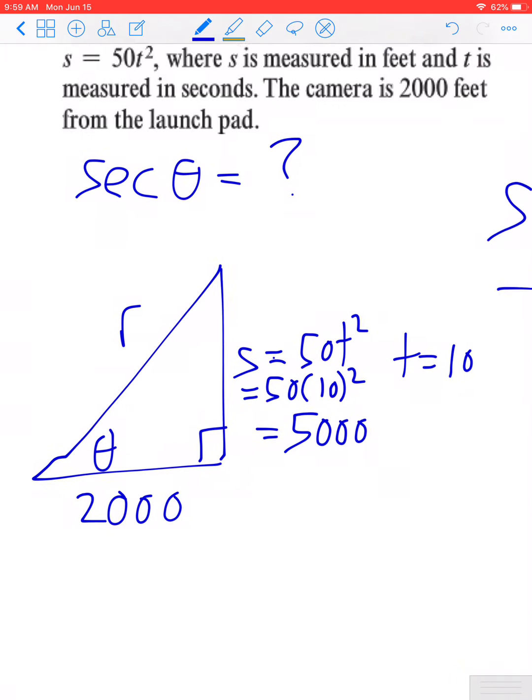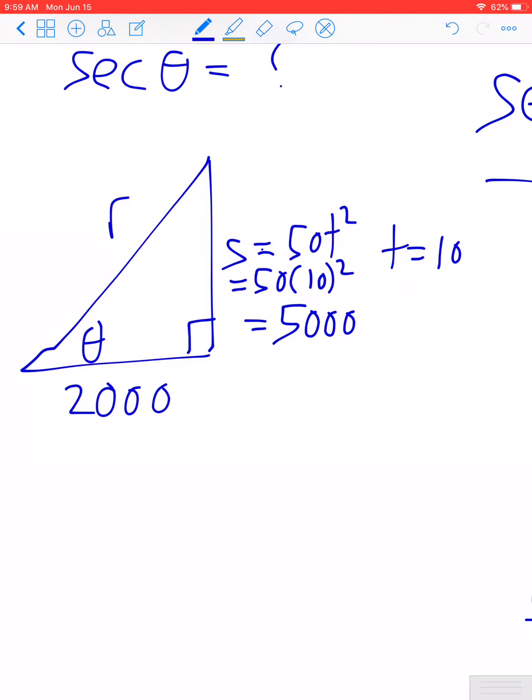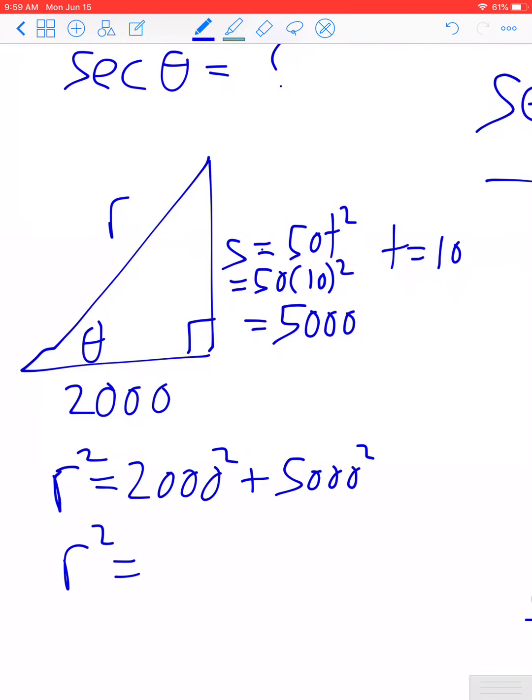And then good old Pythagorean Theorem will help us to solve for r. The hypotenuse squared is equal to the sum of the squares of the legs. That's 2,000 plus 5,000 squared. We can simply plug this into a calculator: 2,000 squared plus 5,000 squared.